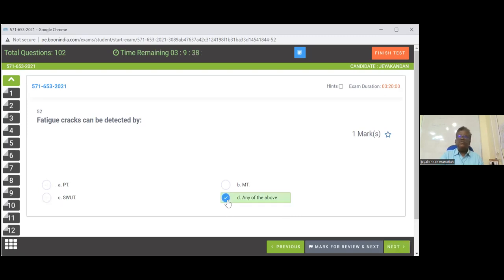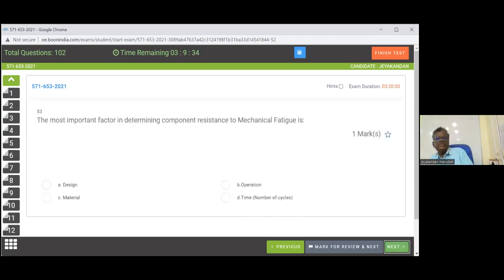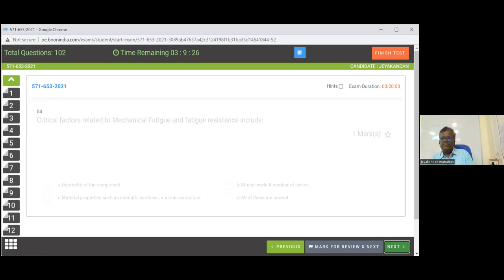We can use PT because there is no corrosion. We can use MT, shear wave UT, anything we can use. The most important factor in determining component resistance to mechanical fatigue is the design. Critical factors related to mechanical fatigue and fatigue resistance include geometry of component, stress, and material properties, all of them.